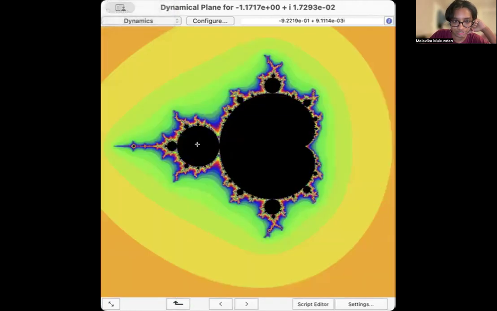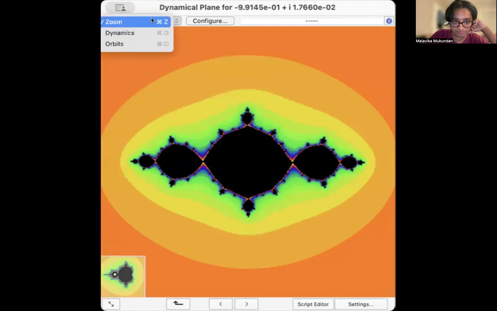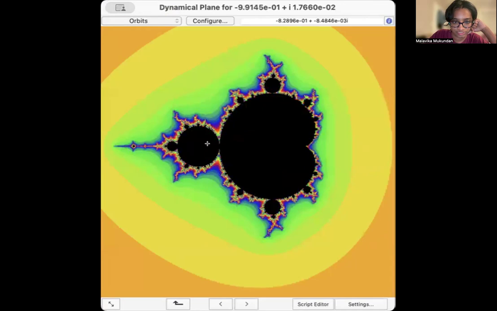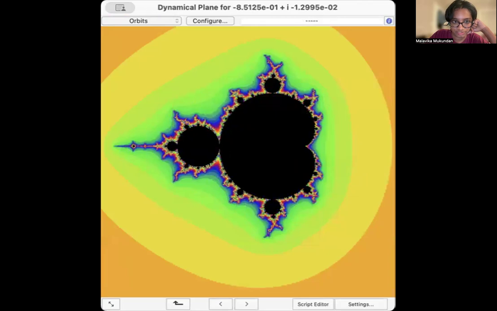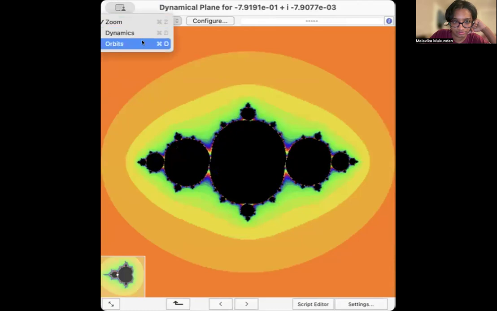If I look at this one right here, again 0 tends to a 2 cycle. If I look at something closer to this, again 0 tends to a 2 cycle. If I look at something closer here, this cusp right here, again 0 tends to a 2 cycle.